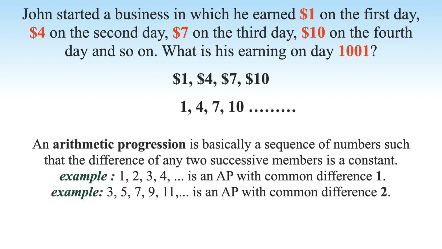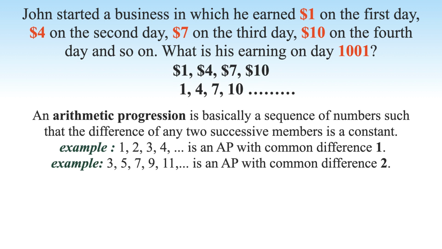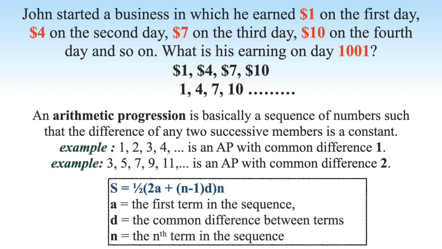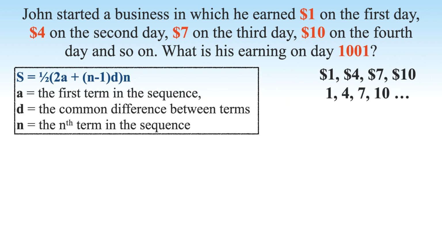The sum S of the first n numbers of an arithmetic progression is calculated by the formula S equals n into (2a plus (n minus 1) into d) divided by 2, where a is the first term in the sequence, d is the common difference between terms, and n is the number of terms in the sequence. We use this formula to find the solution for this problem since the pattern looks like an arithmetic progression.